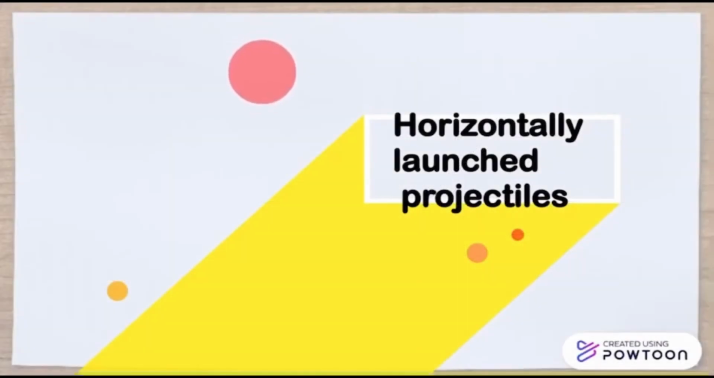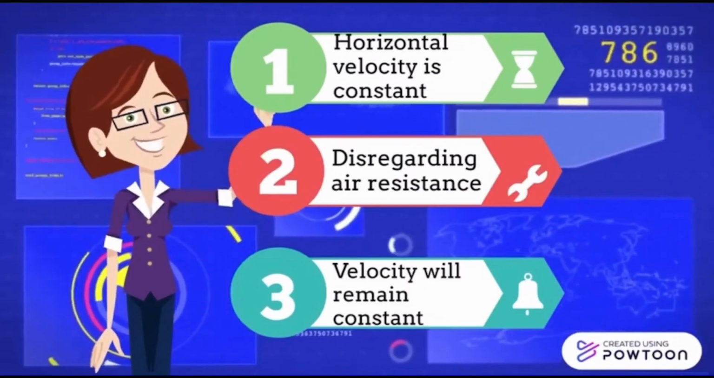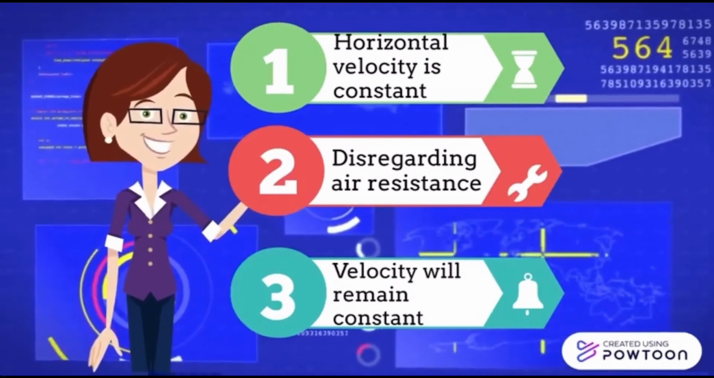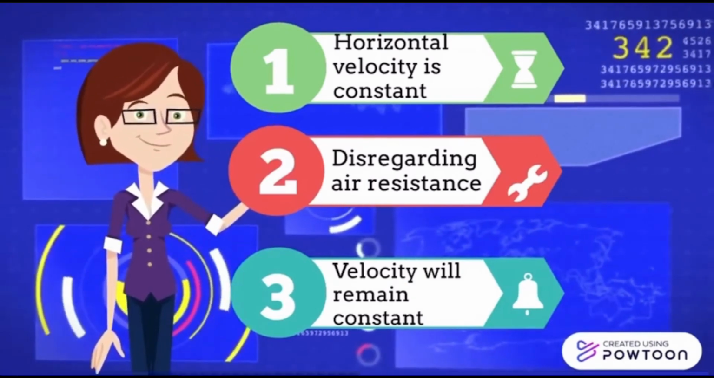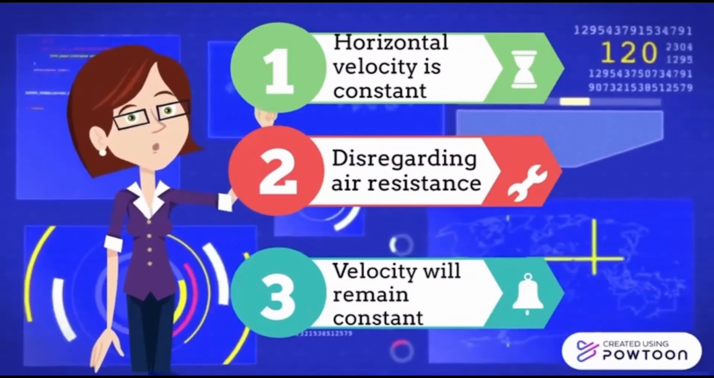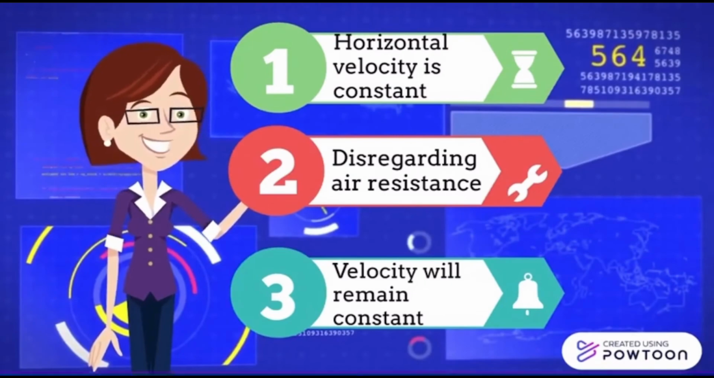Our next topic will be about horizontally launched projectiles. As you will notice, from the moment you drop the ball, its horizontal velocity remains constant, and disregarding air resistance, it will continue moving at the same velocity as it falls down to the ground.